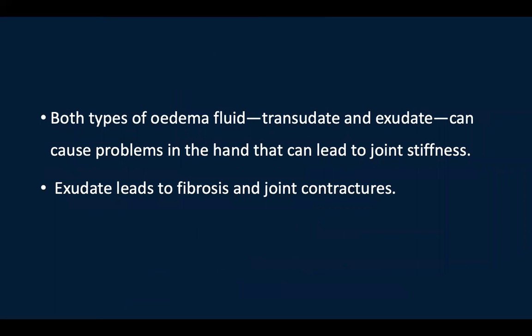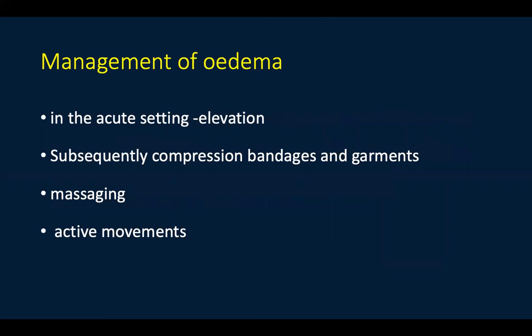Both types of edema, transudate as well as exudate, can cause problems in the hand that can lead to joint stiffness. Exudate leads to fibrosis and joint contracture. Management of edema starts in the acute setting with elevation of the hand, followed by subsequent compression bandages and garments, massaging, and active movement therapies.